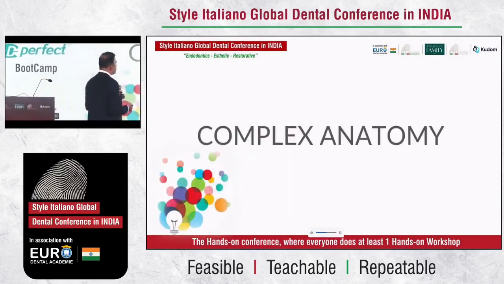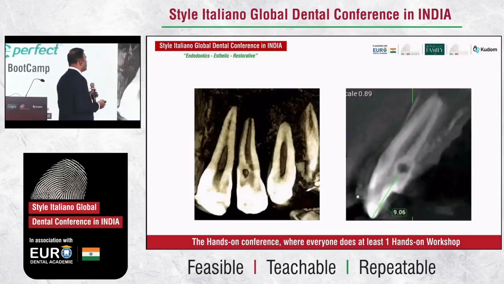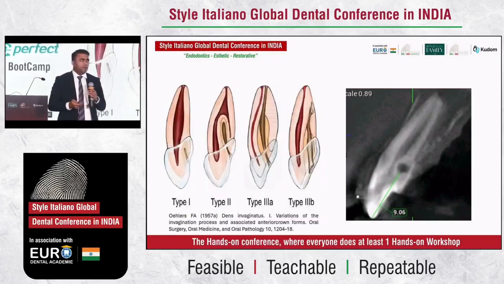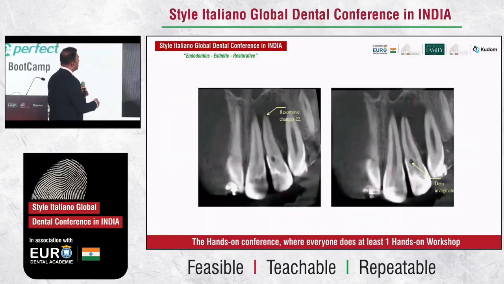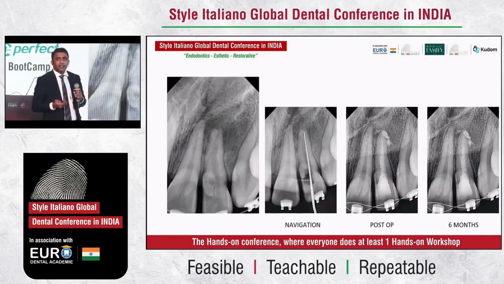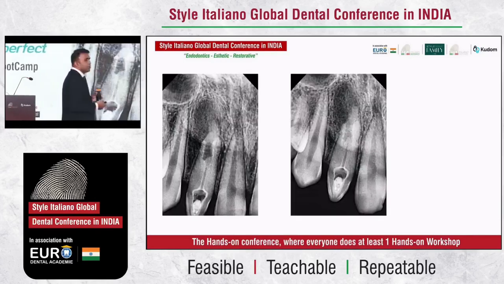Let's move on to another indication, that is complex anatomy. In this case, you can see it is a type 1 dense invaginatus case. A type 1 dense invaginatus does not usually require tricalcium silicate to manage, but in this case, we also had a periapical resorption, so I decided to completely obturate the canal and the defect at the same time using tricalcium silicate.